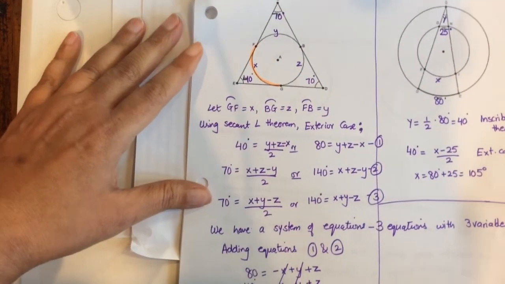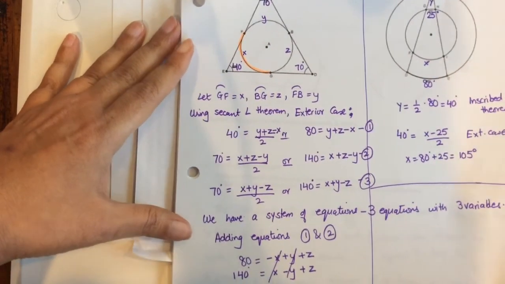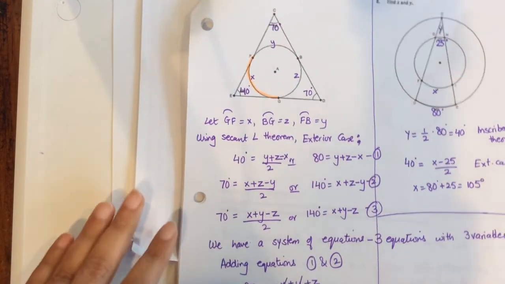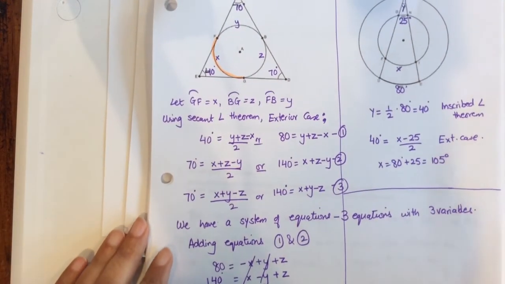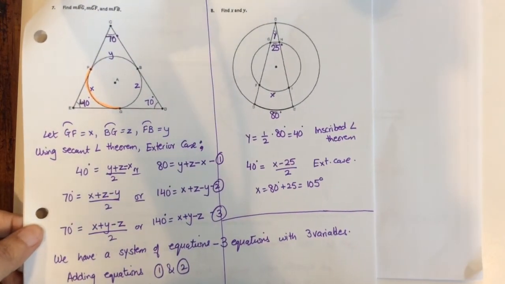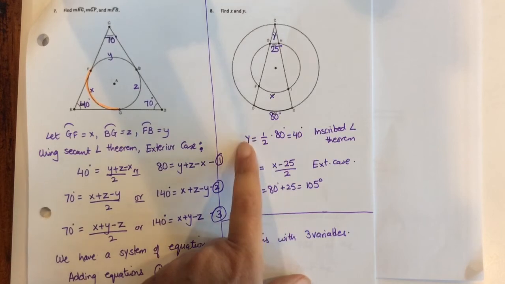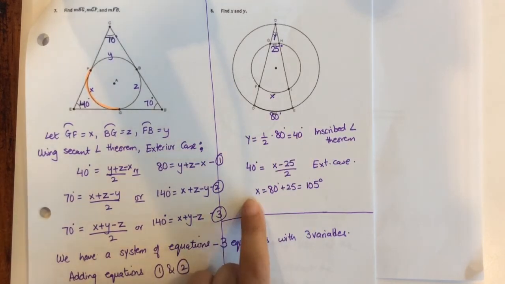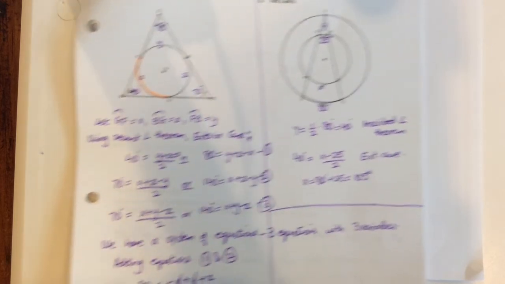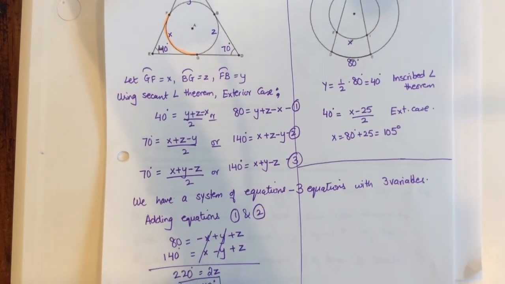7, actually the way I solved it, I got a system of equations where I got 3 equations with 3 variables. So if you want to look at my solution, let's look at number 8 first. For 8, I got x to be 40 degrees, y to be 40 degrees, and x to be 105. And that was an easier solution. If you got that, let's look at 7 together.